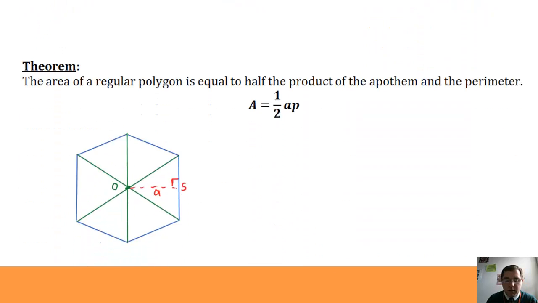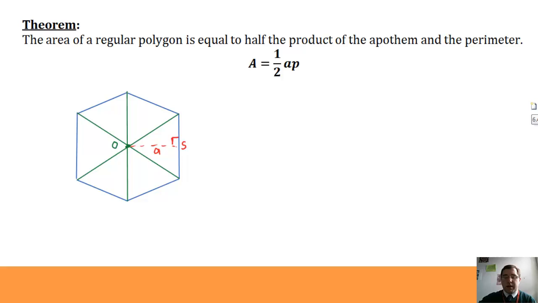With that, we can find the area of any polygon, as long as it's regular, so equilateral and equiangular. The area of a regular polygon is equal to half the product of the apothem and the perimeter. Perimeter is the distance all the way around. If I know the perimeter and the apothem, I can find the area.